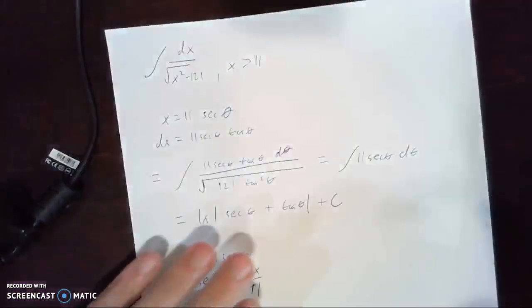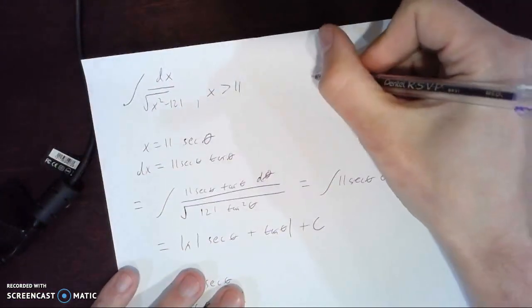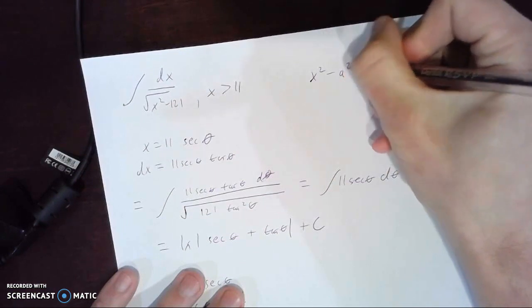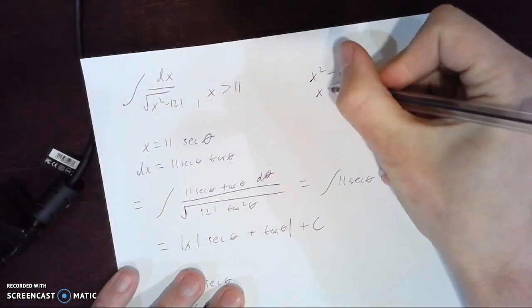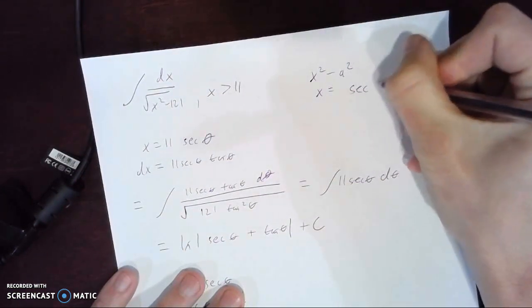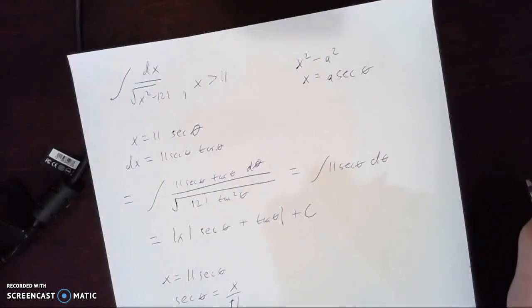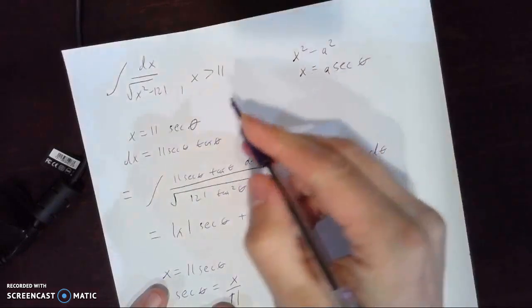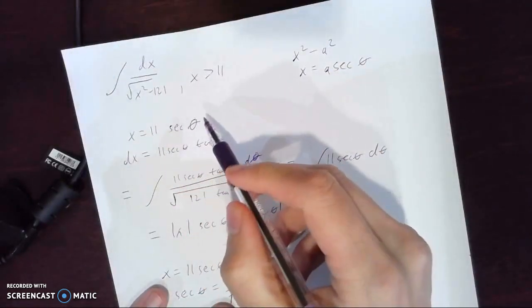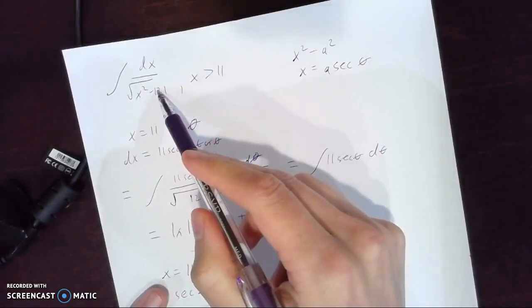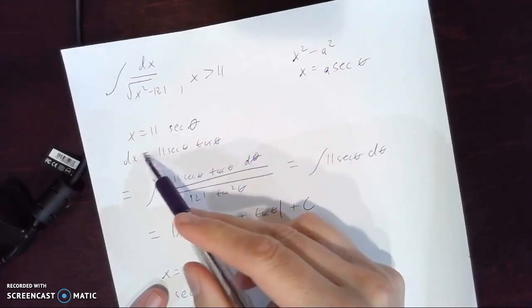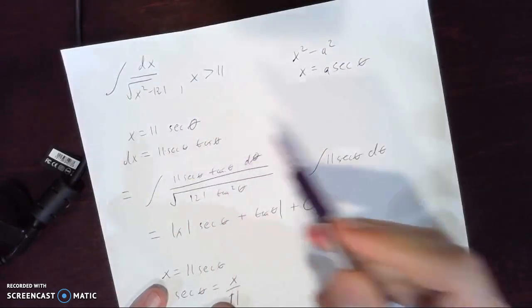The last one that we're going to look at is one of the form x squared minus a squared. And this time we're going to use an x equals secant theta, a secant theta substitution. So here we did x is 11 secant theta, again, because that's our a squared right there. So dx becomes 11 secant theta tangent theta.